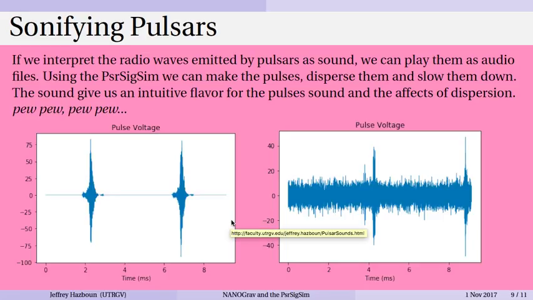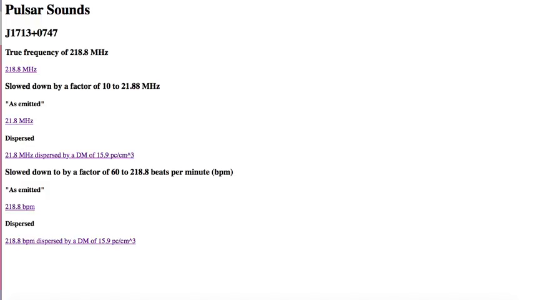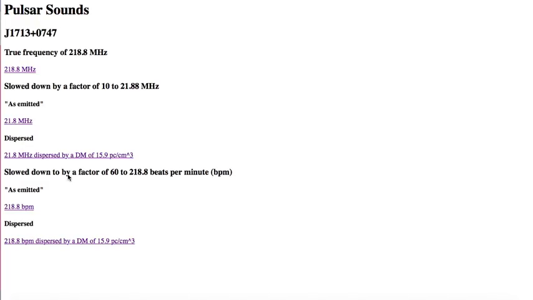One of the more fun things that we've done recently is sonifying pulsars. So if we interpret the radio waves emitted by pulsars as sound, we can play them as audio files. These are radio waves, so they're light, they're not audio, but we can pretend that they're audio and play them. And this will allow me to go to a web page here. So this is my web page at UTRGV, and we can play some of these sounds.